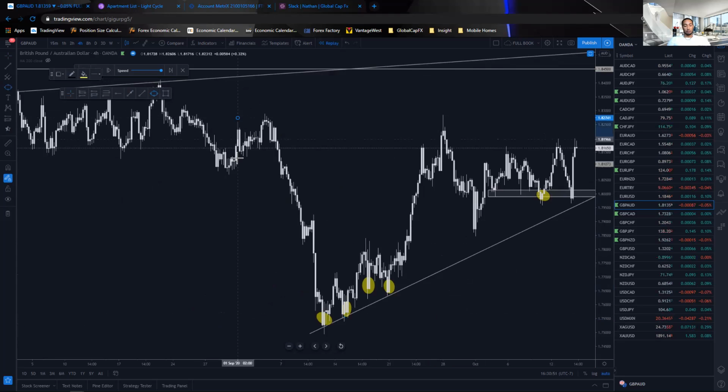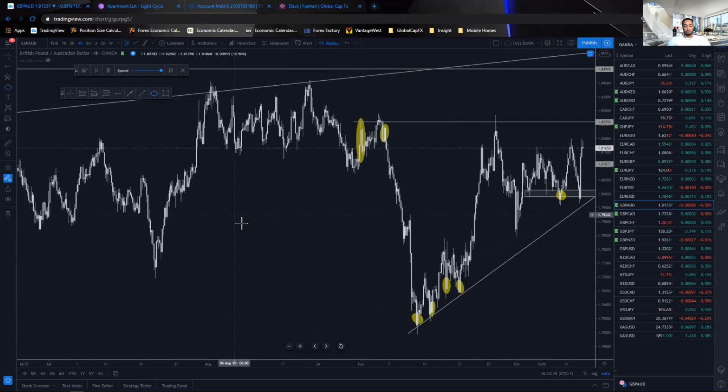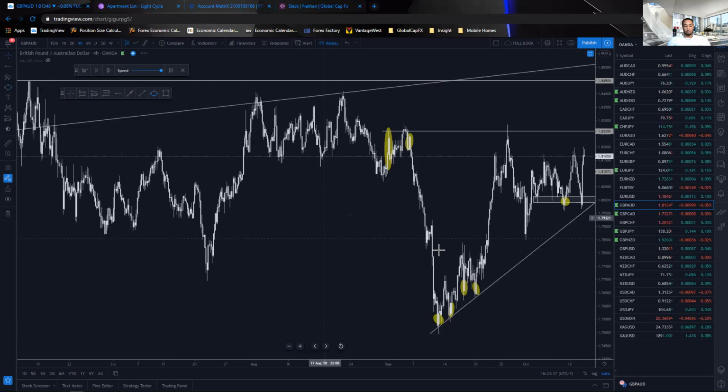Yeah. And then these candles right here, you had a rejection. Price went above it for a little bit, came back into it, and then you had some rejection candles right here. So I've noticed that price likes to do that quite often.